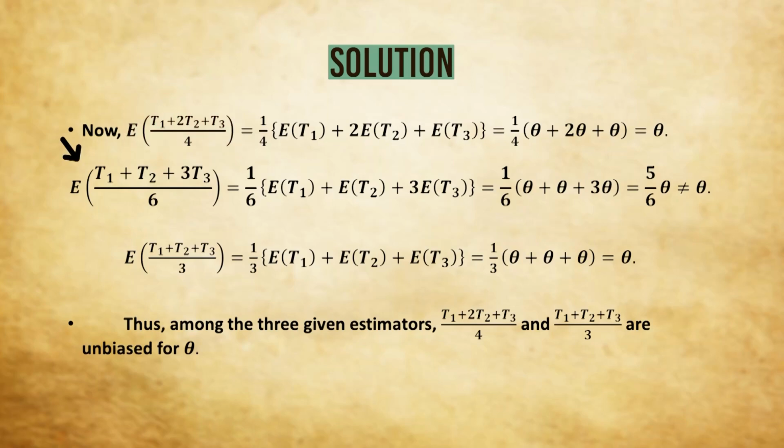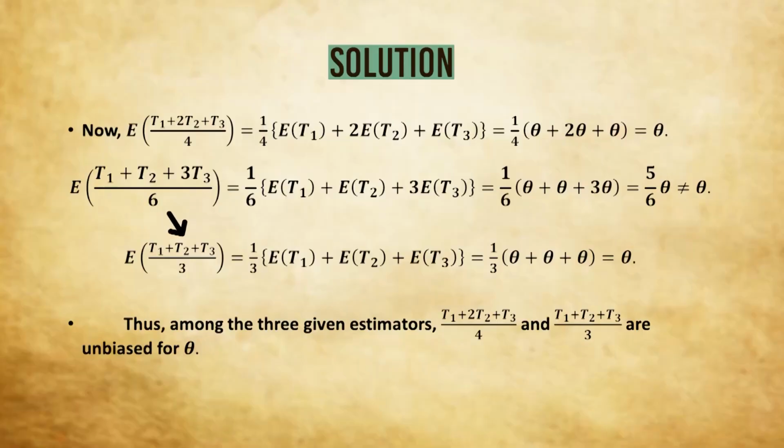Next we compute the expectation of the second estimator, (T1 plus T2 plus 3T3) by 6. So 1 by 6 will come out. It will be expectation of T1 plus expectation of T2 plus 3 into expectation of T3. So that will be equal to 1 by 6 (theta plus theta plus 3 theta), that means 5 theta by 6. Is this equal to theta? No. So that means expectation of the second estimator is not equal to theta. That means the second estimator is not an unbiased estimator of theta.